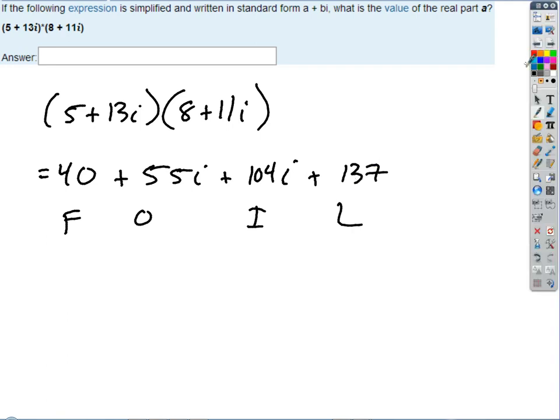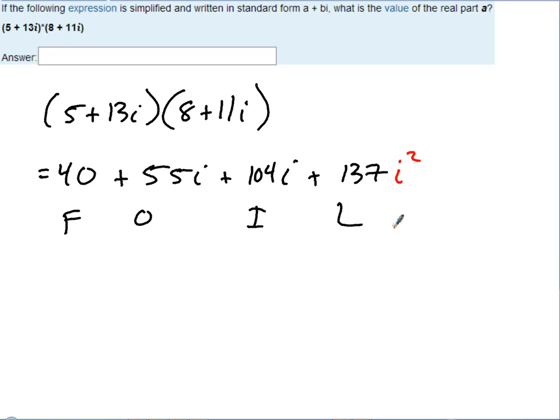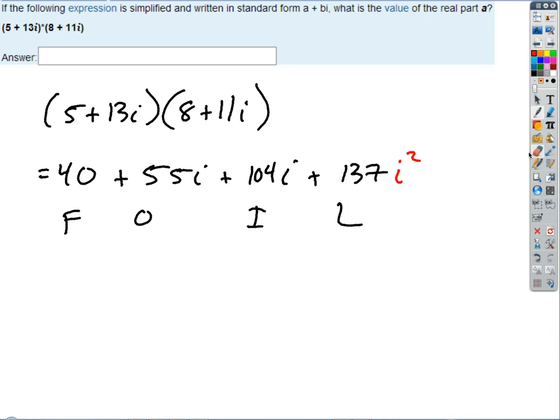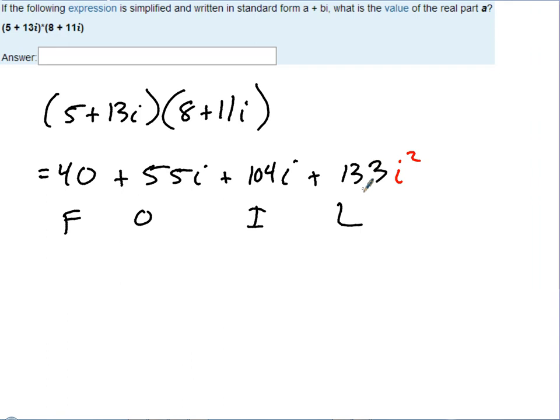Oh, hang on, that's not right. I messed that up. It's 133. But I caught it. So what's i squared equal to?